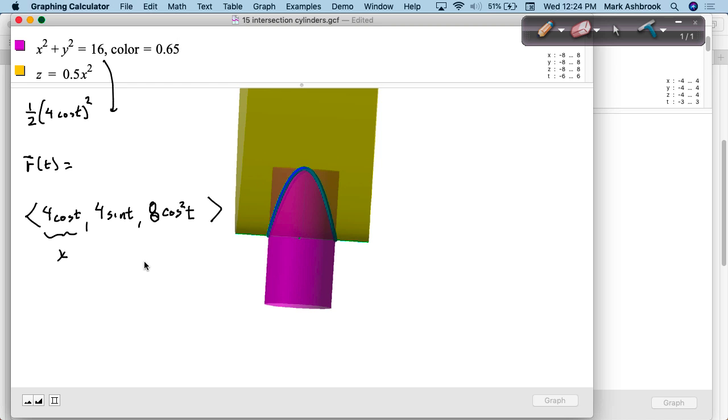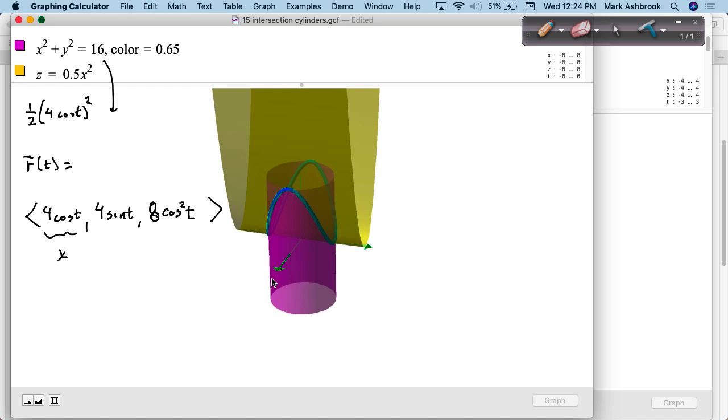Okay, questions on parameterizing or using vector functions for intersections of surfaces? Maybe we'll do one more. So that the web work will be due late again on Friday. Maybe we'll do one more at the beginning of class Friday.